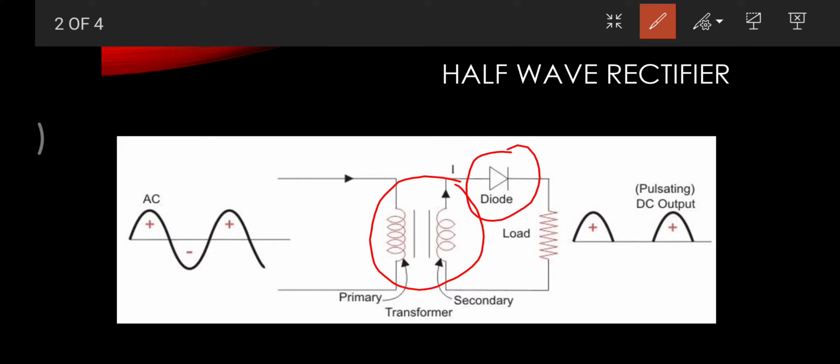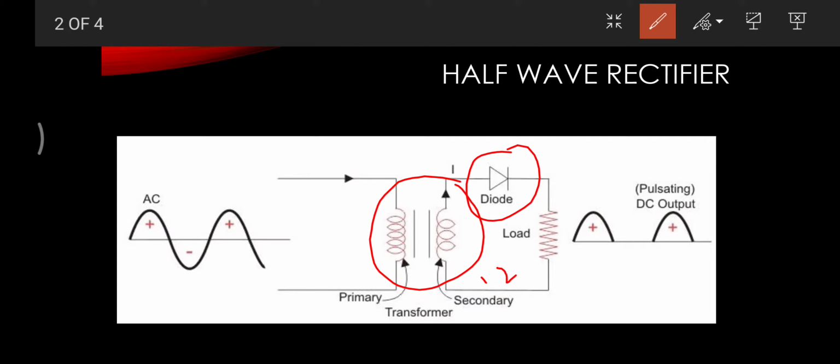So for example, if you're going to design a power supply for up to 9 volt, you can use a step down transformer of 12 volt. And if you want to generate a higher voltage, for example if you want to make an 18 volt DC supply, you can use a 24 volt transformer. So let's see how our half wave rectifier works.